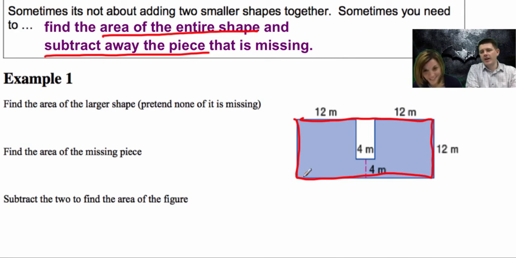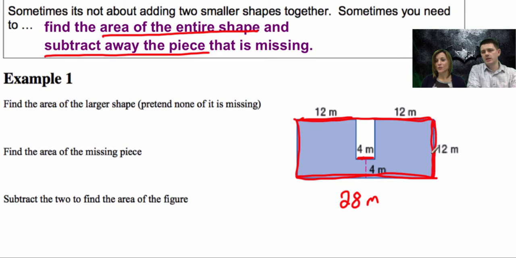All right. So we need to find our base for our rectangle. It's 12 from here to here. This short piece is 4, and then it's another 12. 12 plus 4 plus 12 gives me 28 meters for the whole length. My height is just my 12. So I want to do 28 times 12.